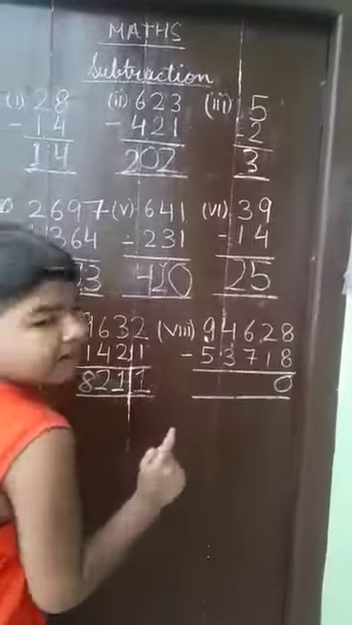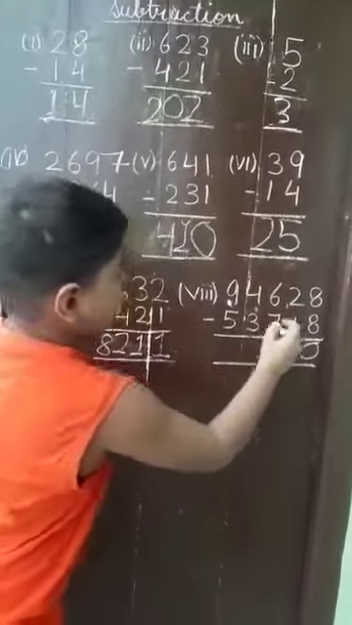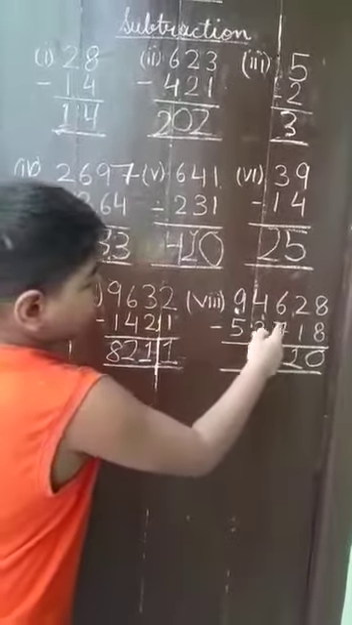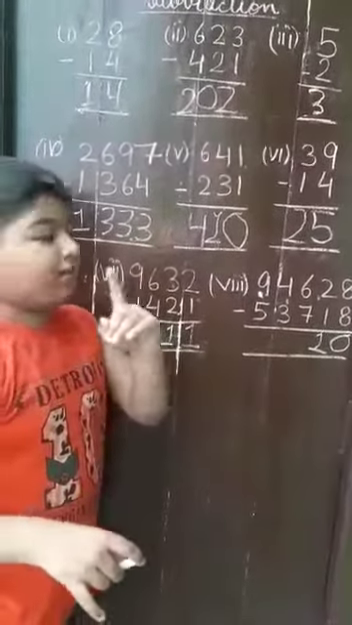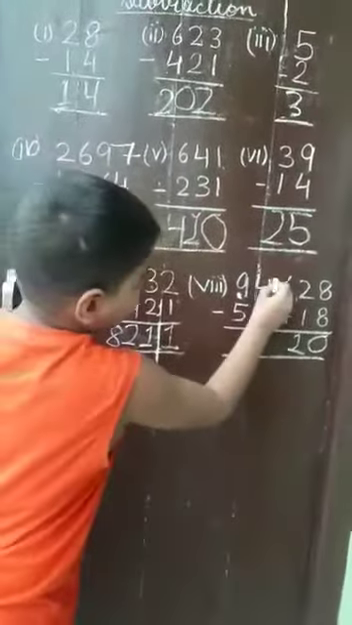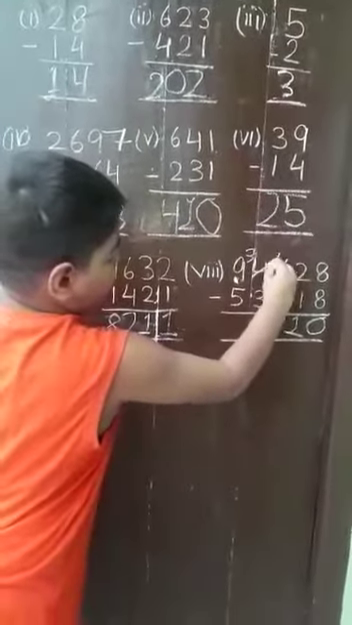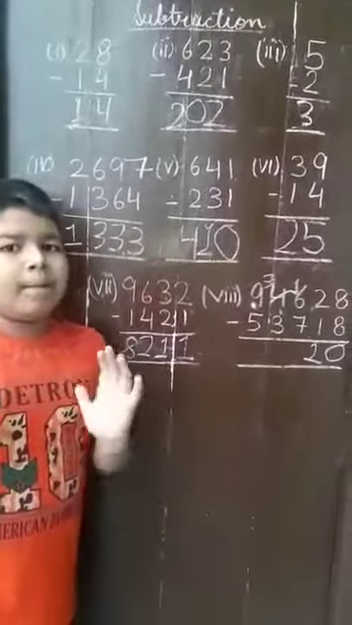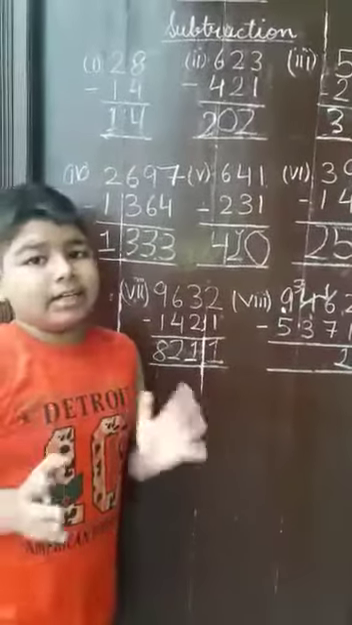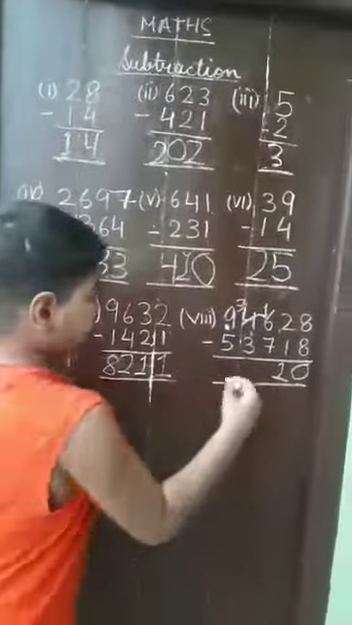2 minus 1 is equal to 1. 6 minus 7, we can't do it, so we have to take 1 carry. So we will cut it and here it will become 3, and 1 will go. 1 will be carry. So 16 minus 7 is equal to 9.